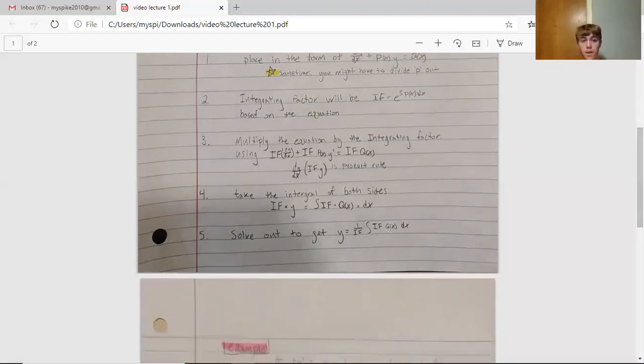So next you'll take the integral of both sides. Integrating factor times y equals the integral of integrating factor times q(x) dx. Lastly, you'll solve it out to find y, and it would usually be in this equation: y equals 1 over the integrating factor times the integral of integrating factor times q(x) dx.